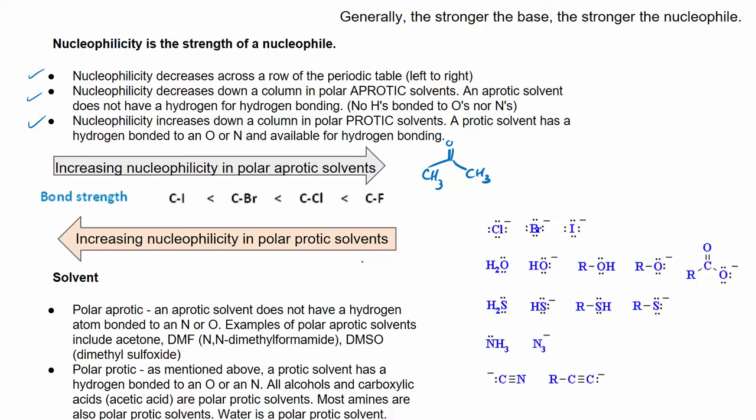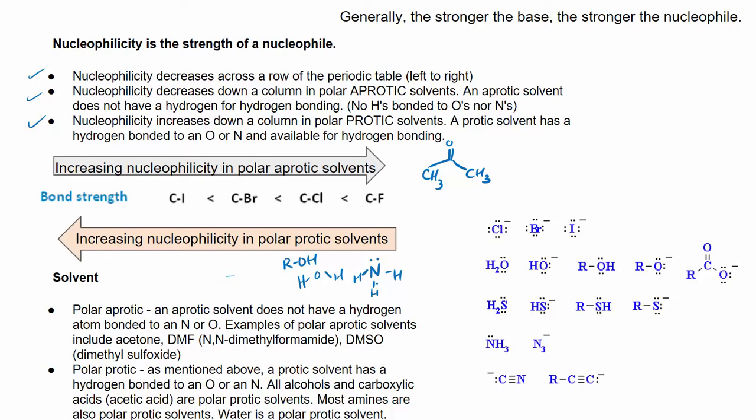But a protic solvent is something like any of your alcohols. That's a protic solvent. See that proton right near there, that hydrogen? Water is a polar protic solvent. Your ammonias, that's also polar protic. Nucleophilicity also decreases down a column in aprotic solvents, and nucleophilicity increases down a column for protic solvents.